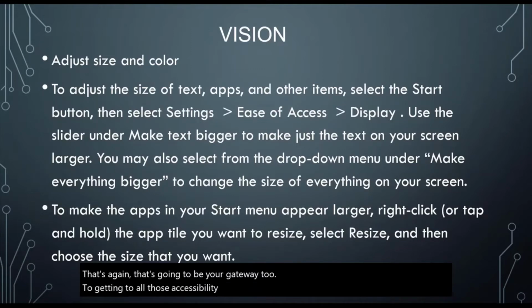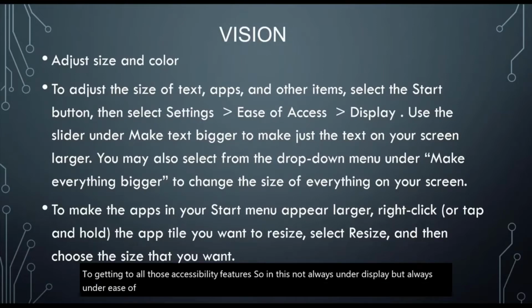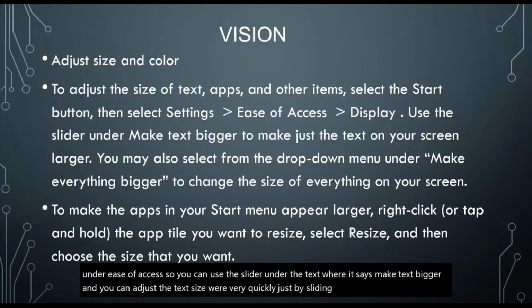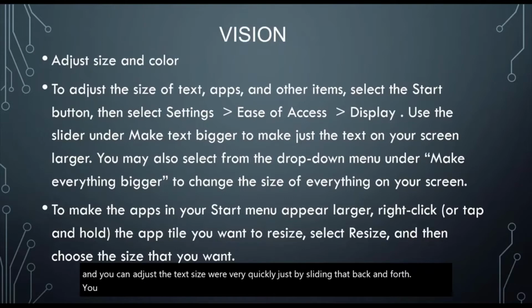So in this, not always under display, but always under ease of access. So you can use the slider under the text where it says make text bigger, and you can adjust the text size very quickly just by sliding that back and forth. You can also select to make everything bigger by selecting the drop-down menu, and you can change the size of everything on your screen.